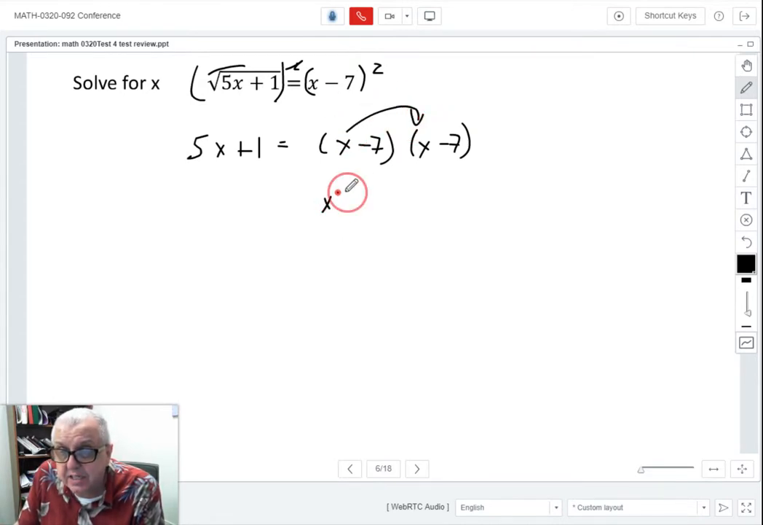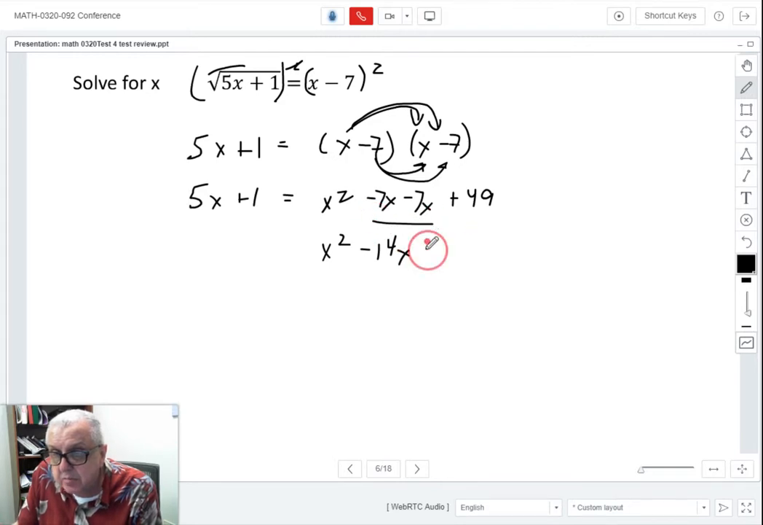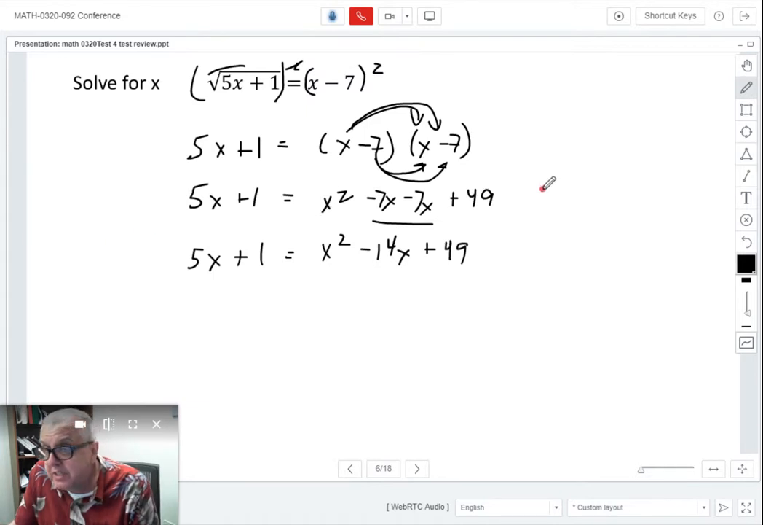X times x is x squared. X times a negative 7, negative 7x. Multiply those two, you get negative 7x. And multiply these two, negative 7 times negative 7 is a positive 49. So I'm left with x squared minus 14x plus 49, 5x plus 1.